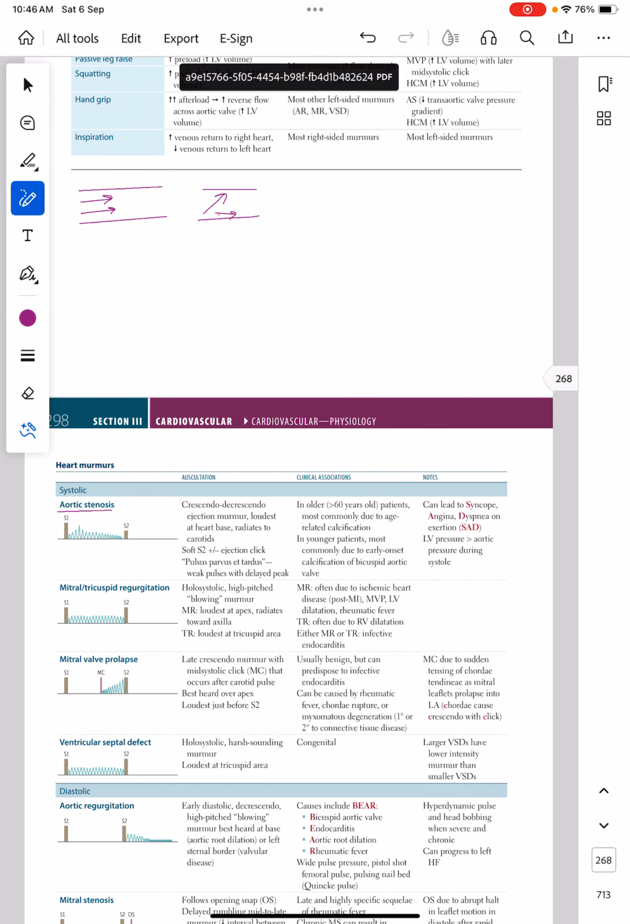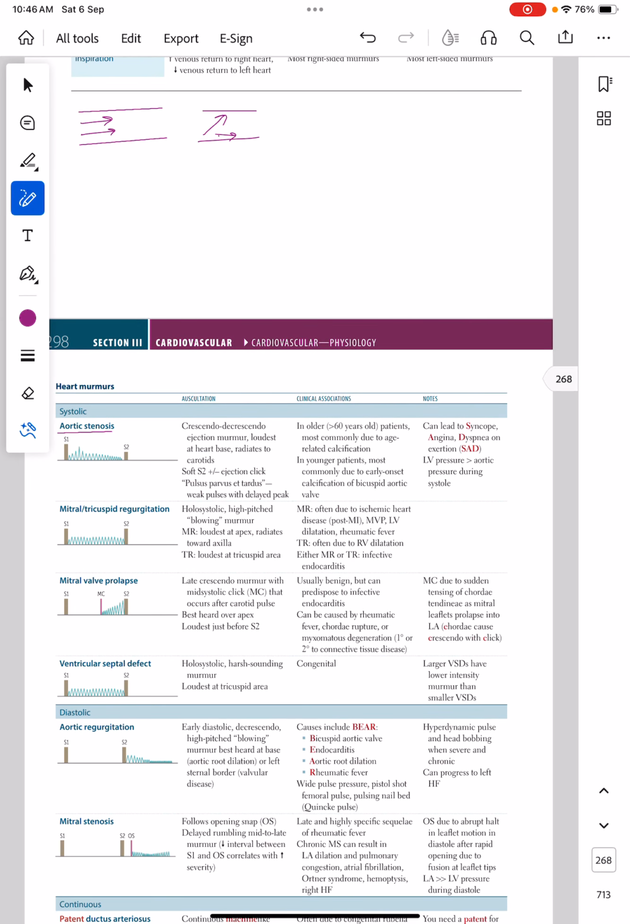Aortic stenosis. What kind of murmur will it produce? It will produce a crescendo decrescendo ejection systolic murmur. What does it mean? That the murmur will increase and then it will decrease. If you look at its shape, it is like a diamond shape. So it produces a diamond shape crescendo decrescendo ejection systolic murmur.